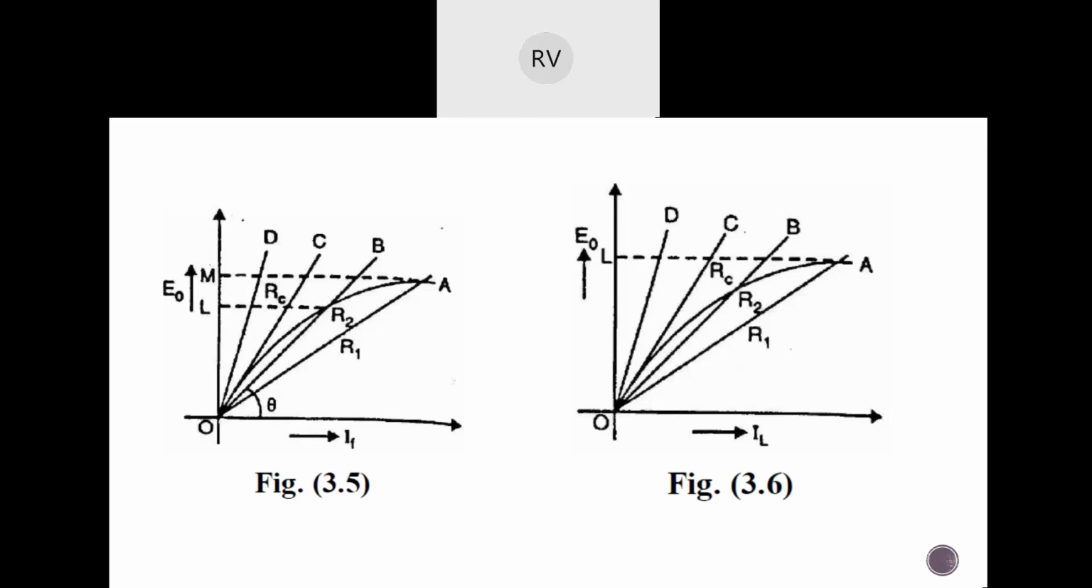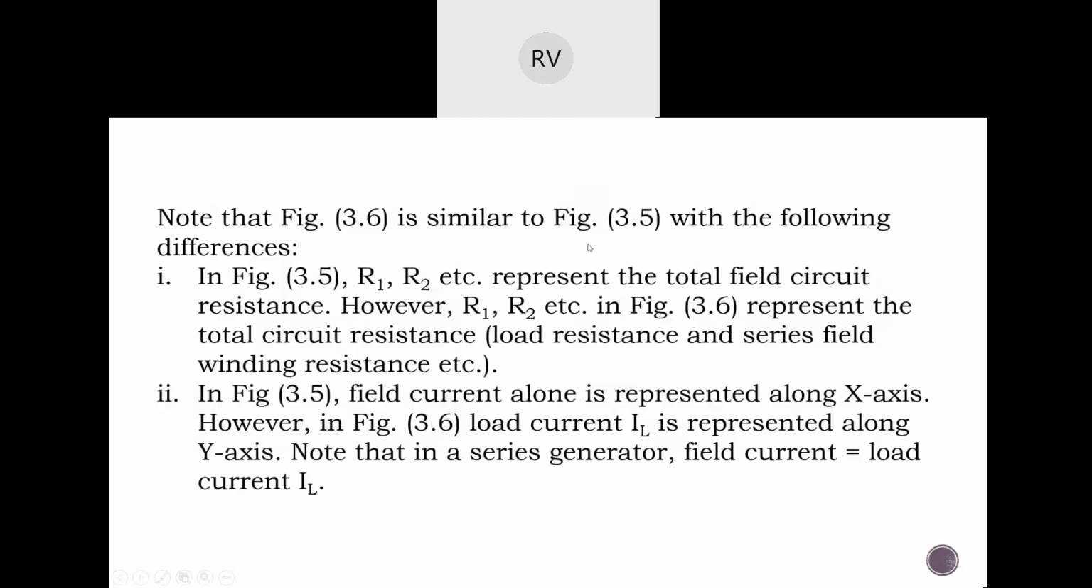In case of the shunt generator, the amount of current that is being considered is the field current, whereas in case of the series generator, the amount of current that is being considered is the load current, as the same amount of current is flowing through the armature as well as the field as well as the load. Those are the major differences which we need to understand.